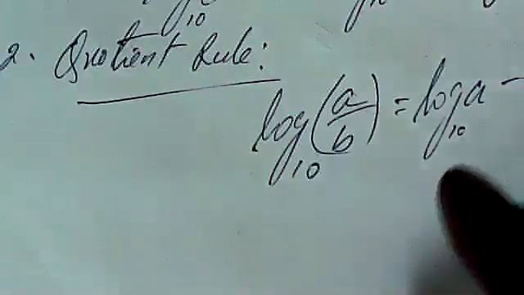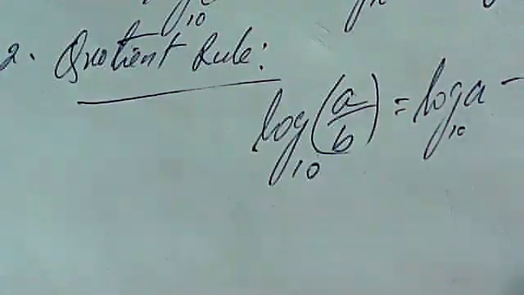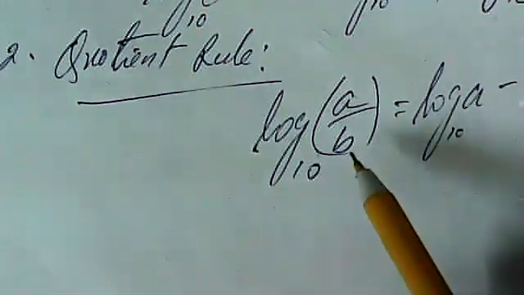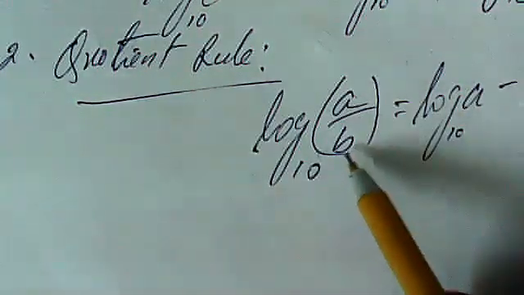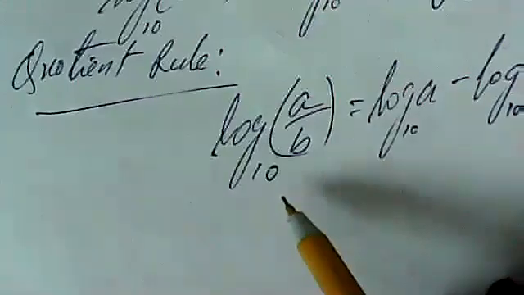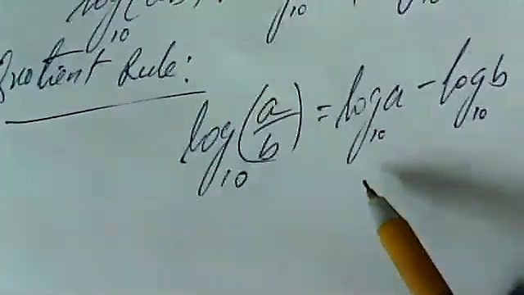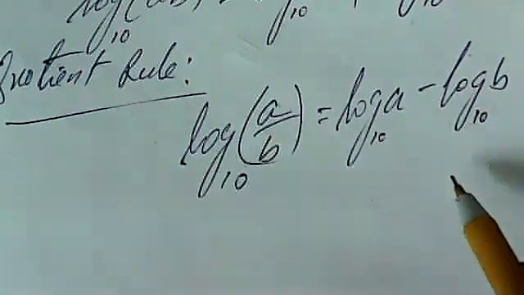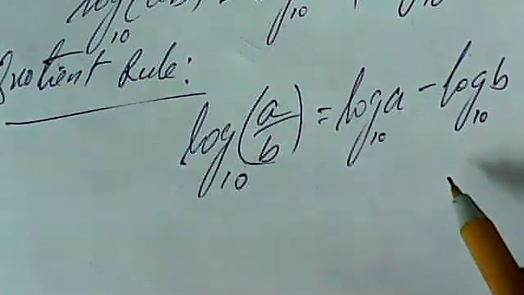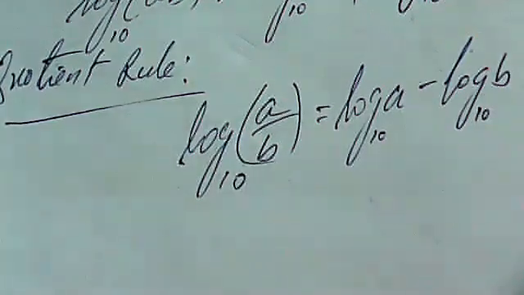The next rule is the quotient rule. Log of A upon B to base 10 equals log A to base 10 minus log B to base 10. Log of A by B is equal to log A minus log B, where the base is the same, that is 10. This is the quotient rule.